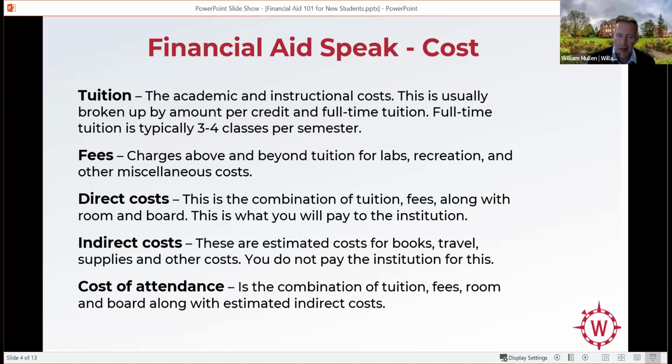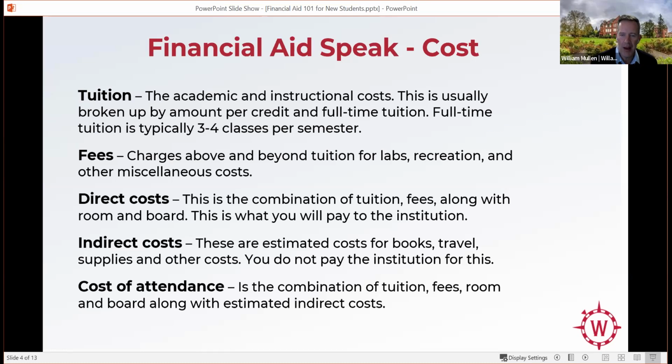So then we have a couple of other terms. One's called direct costs, and that is the combination of tuition, fees, and room and board. When a college or university actually bills you after financial aid and after you matriculate, this is what we will call direct costs, and this is what you'll pay to the institution. We also are required to estimate indirect costs, and these can be things like books, travel, supplies, health insurance, and so on and so forth.